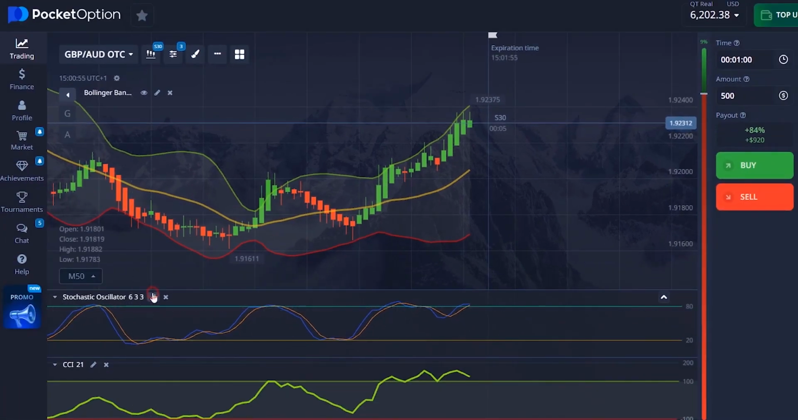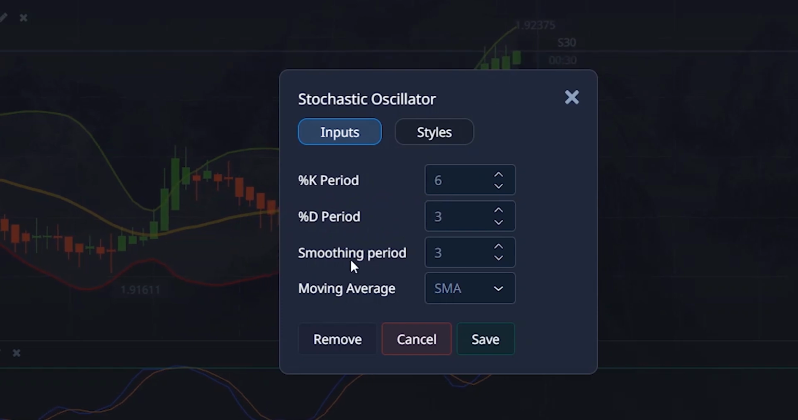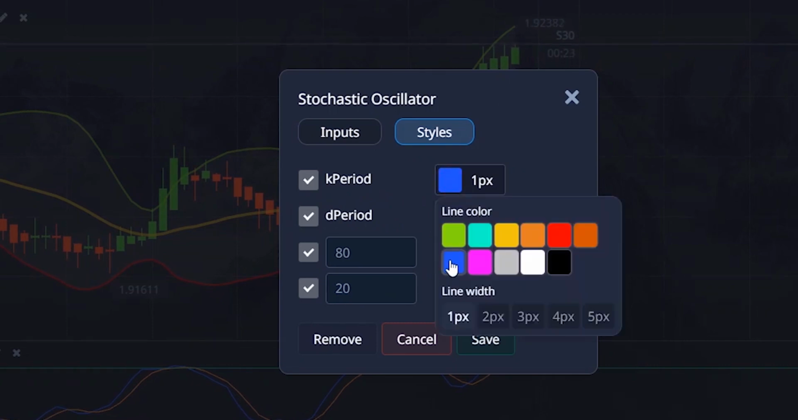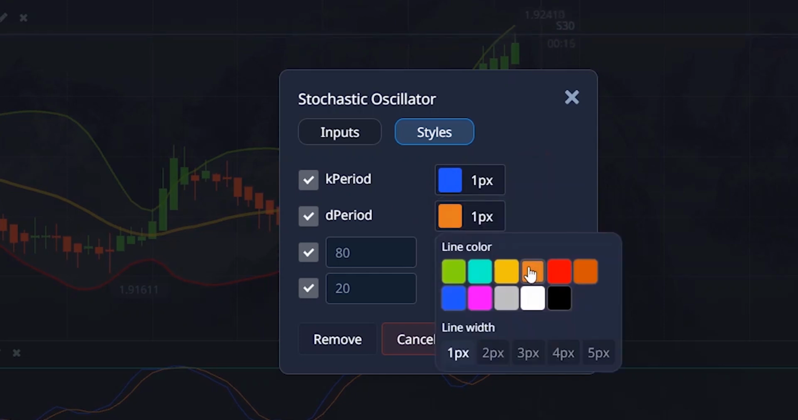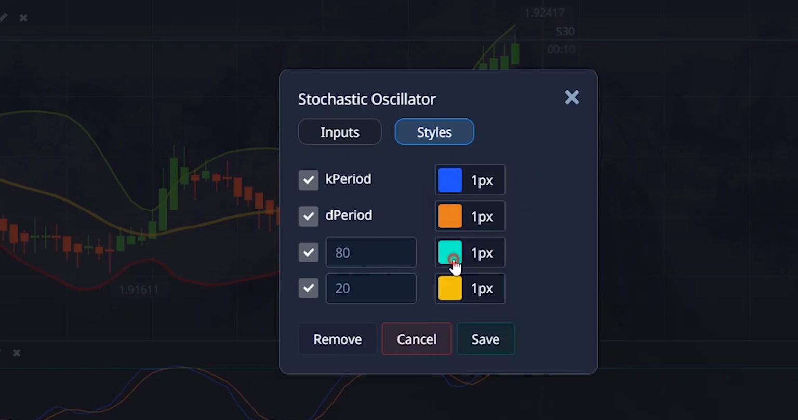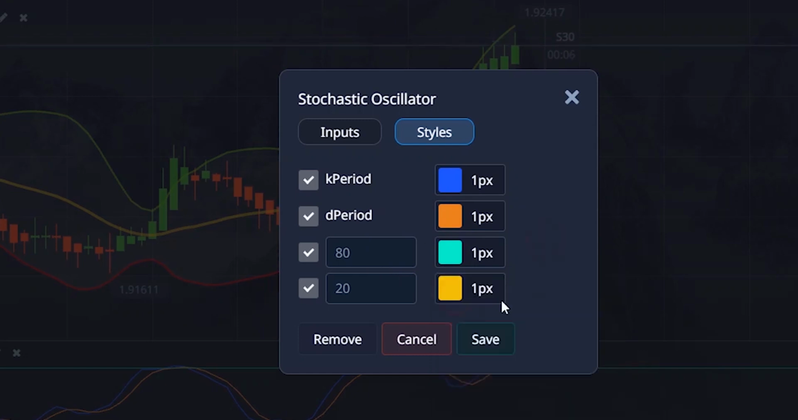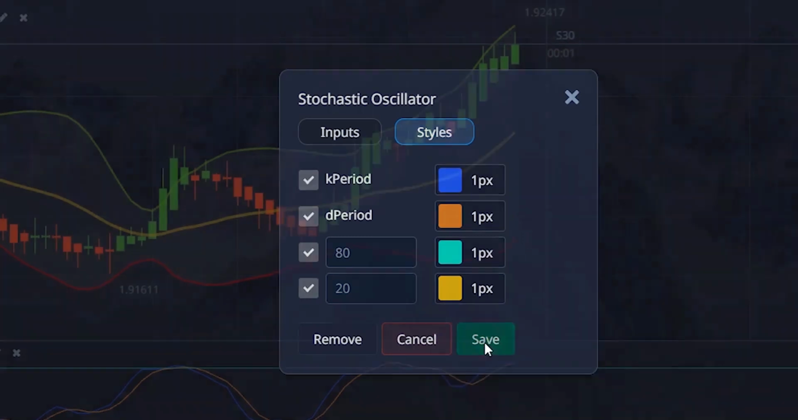My Stochastic Oscillator comes with the settings of the K period as 6, the D period 3, smoothing period 3, moving average SMA. Right here on the star level at the K period section, I'm going to be using a deep blue color and I'll set it on 1 pixel. While the D period section, I'm going to be using this color right here and I'll set it on 1 pixel as well. The 80% section, I'm going to be using this color and I'll set it on 1 pixel. While the 20% level, I'm going to be using a yellow color and I'll set it on 1 pixel as well. So when I'm done, I'll click on save.